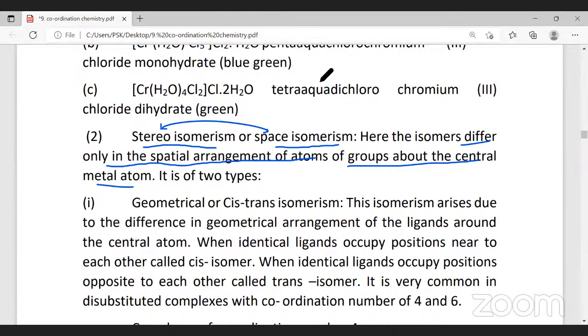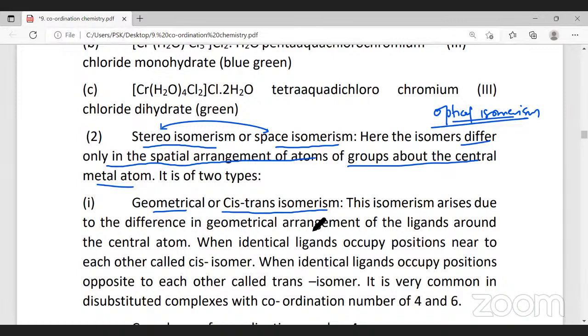We will take an example, then we will understand. The stereoisomerism is of 2 types. One is geometrical isomerism. This geometrical isomerism is also called cis-trans isomerism. The other one is called optical isomerism. Learn geometrical isomerism now. Optical isomerism we will try to understand a little later today. Now, what is this geometrical isomerism? Geometrical isomerism is also called cis-trans isomerism.